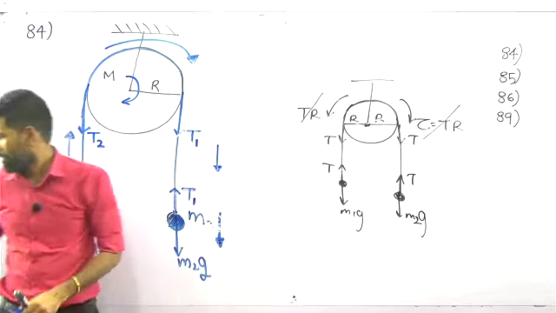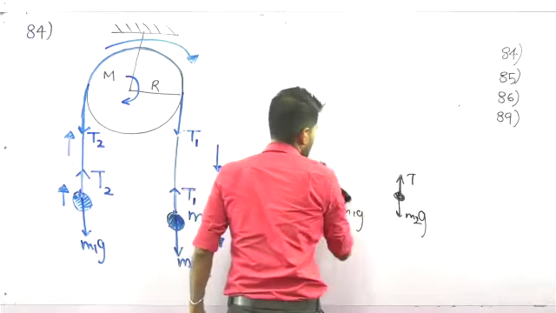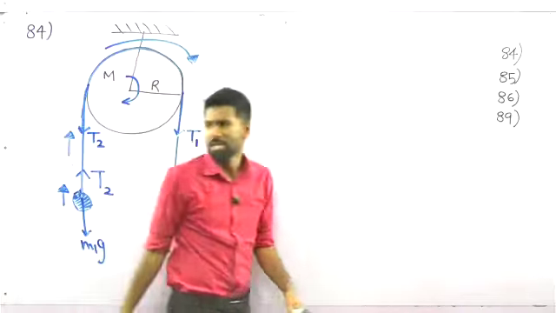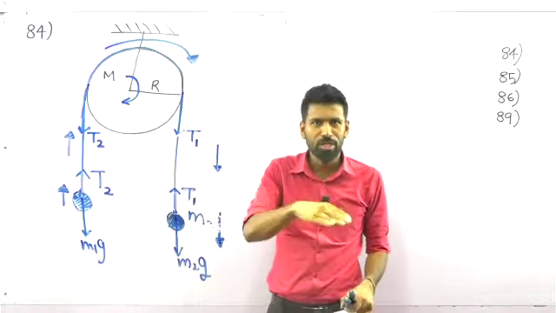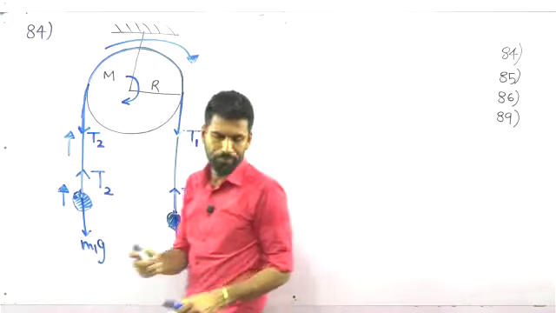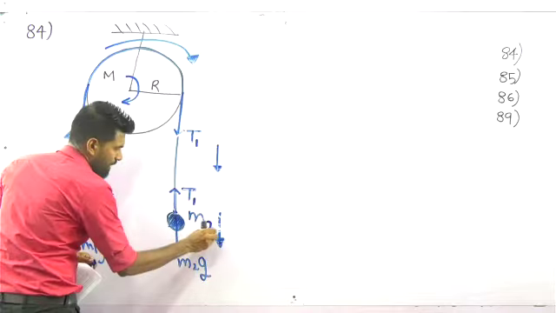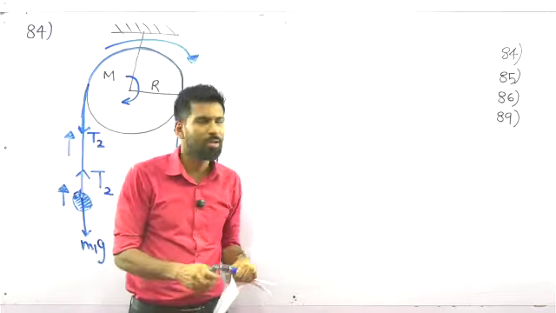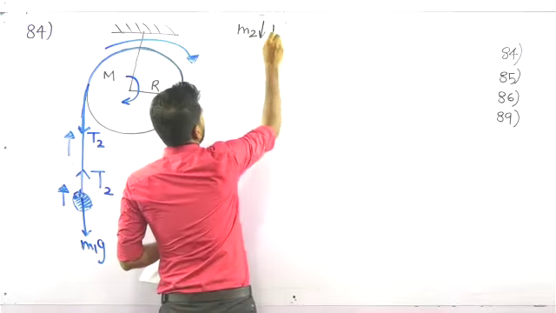Now, you know that in rotational motion, you can't keep the tensions equal on both sides. In order to maintain the rotation of the pulley, the tensions should not be equal. So T1 here, T2 there. Then what did we do in the last week's final question? For the linear parts, we applied F equals MA. For M2, I'm applying F equals MA.